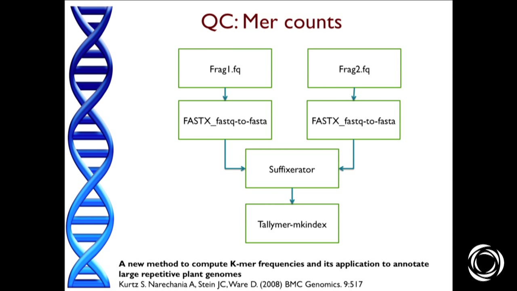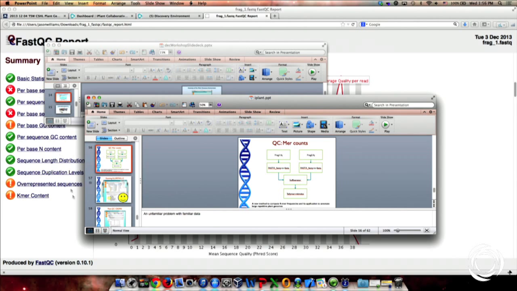The way I would recommend doing it in the discovery environment is we're going to start with our FASTQ files. It's just one step to convert them into FASTA files, which is just like a regular sequence file. Then we can use this nice pipeline that Josh worked on back in the day. It'll do some analysis of the k-mers that are present, and then we can build up a nice profile of what those k-mer distributions look like.